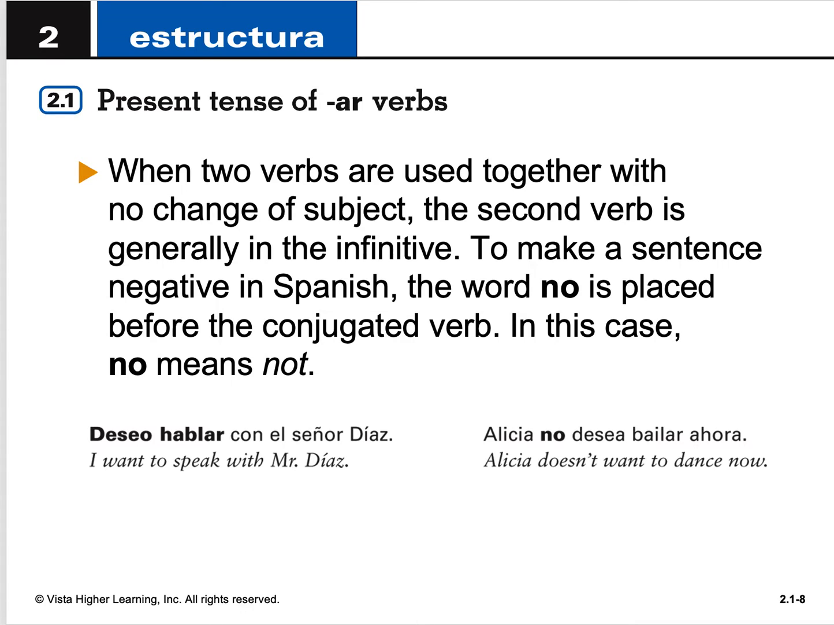So the key here is Alicia doesn't want to dance right now. The no has to come before the conjugated verb. If you said Alicia desea no bailar ahora, that would be incorrect. So make sure when you're placing your negatives, the negative needs to go before the conjugated verb.